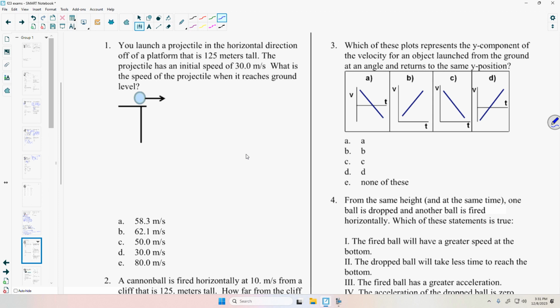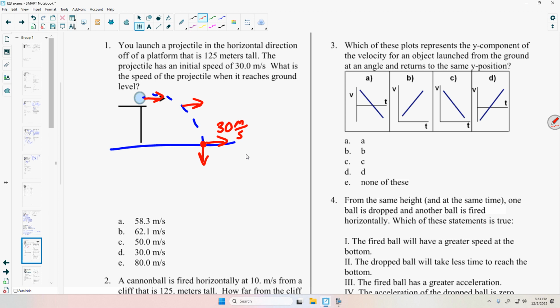So I have this, and I want to know what is the speed down here. The speed down here has 2 components. The x component is whatever the initial speed is. Like this initial speed is the same throughout. So this component is 30 meters per second. So I need to know what is the other component. The first step is to find the time.